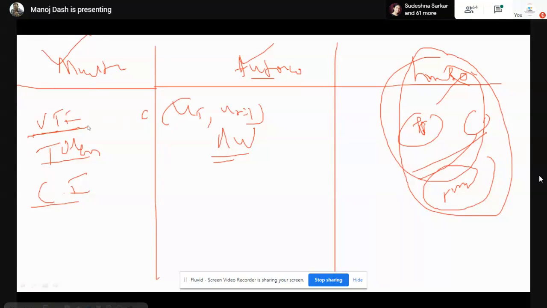Now see, what is the VIF? VIF means variance inflation factor. Remember, if the value is less than 3, what did we say? If the value is less than 3, there is no multicollinearity. If it is greater than 10, there is high multicollinearity. Is it clear?